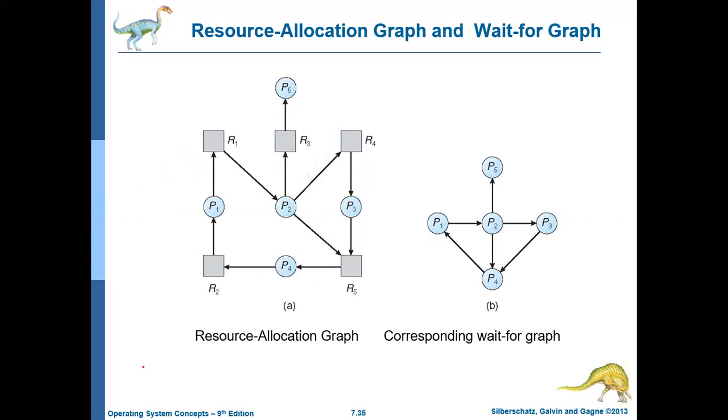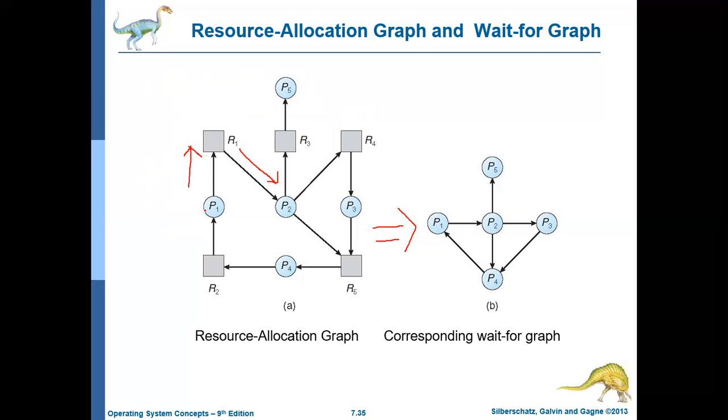Now from this resource allocation graph, you can construct the wait for graph. How do we construct the wait for graph? Just collapse all the resources: whenever there is a connection from one process to another process, you can collapse that resource in between.